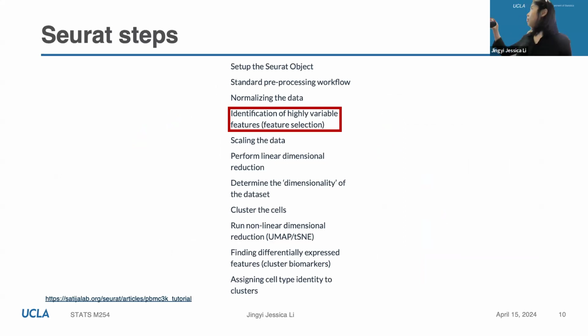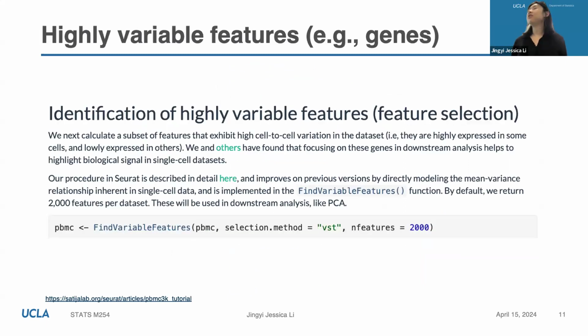All right, so then let's move on to the next step, identification of highly variable features, or feature selection. So let's just talk about single-cell RNA-seq data. Then in this case, the features are genes. So this is what's on the Seurat tutorial. We next calculate a subset of features that exhibit high cell-to-cell variation in the dataset.